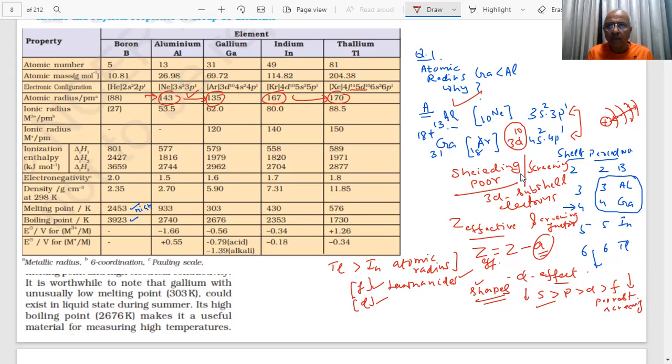Clear? And alkali metals, do you see anything like that? No, sir. Okay, then there is no screening effect. They are straightforward: lithium, sodium, potassium, rubidium, cesium, francium. Straightforward, student. Any exceptional behavior you have seen there? Okay, that is the story, student.